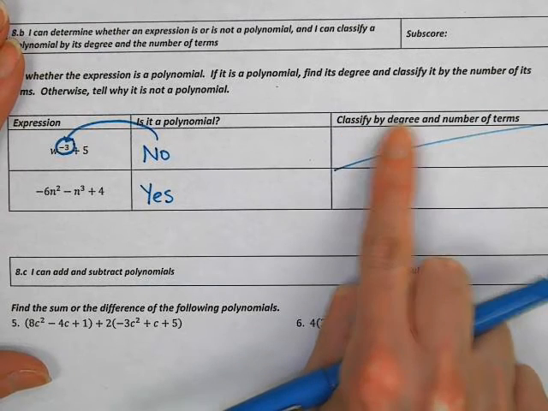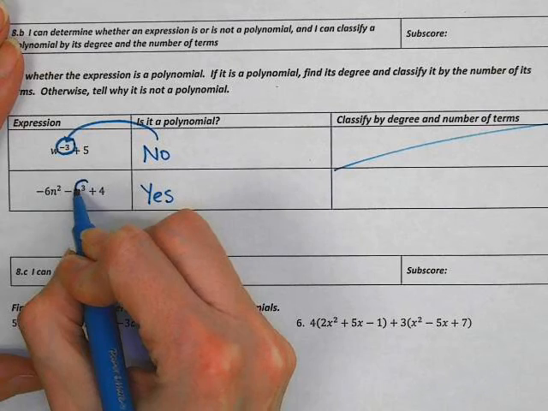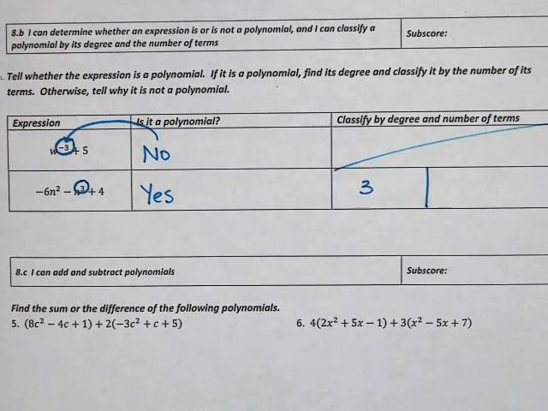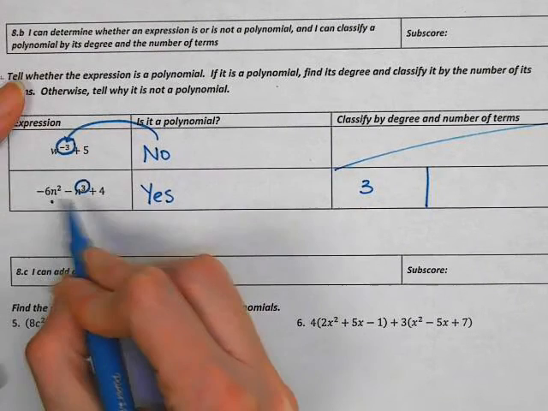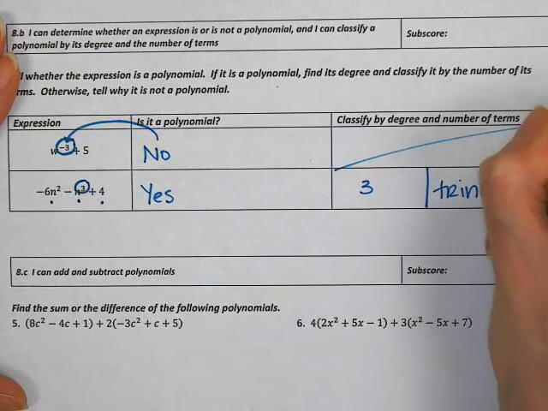Classify by the degree. The degree is the highest power. The highest power I see is this guy. So the degree is 3. And then classify by the number of terms. 1, 2, 3 terms. So it is a trinomial.